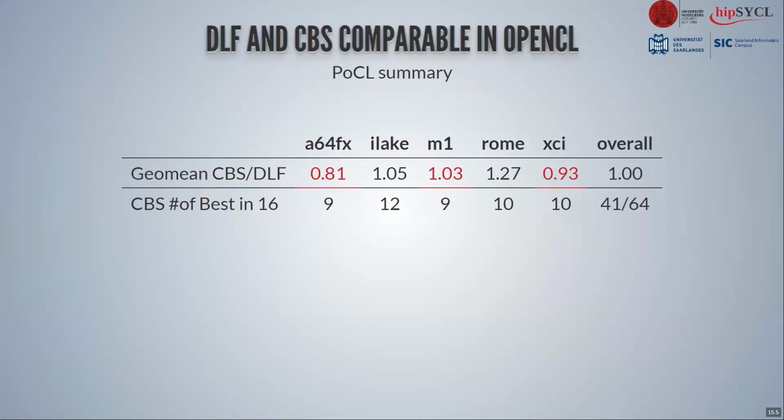Overall, in POCL, we see that the CBS and deep loop vision mean speedup is exactly 1, which is just what we hoped for. And in some cases, actually, CBS is able to outperform deep loop vision.